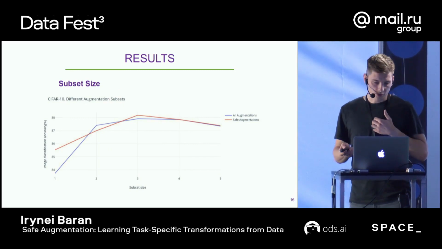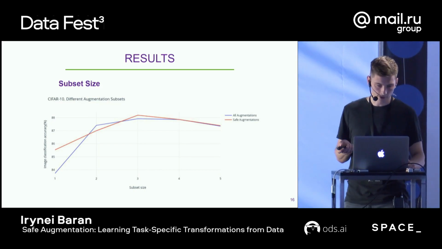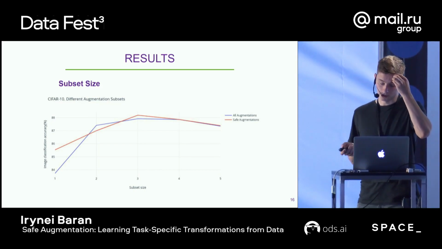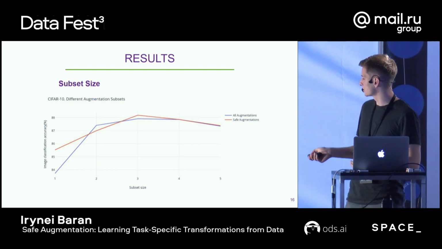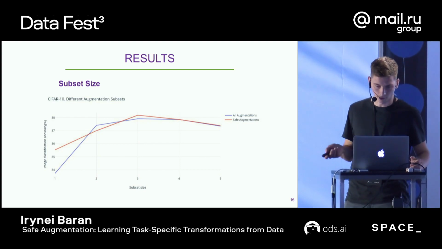We also experiment with different subset sizes. Here you can see results from the CIFAR data set, and we decided to use subset size 3 because it yields the best image classification accuracy both for all augmentations and for safe augmentation.